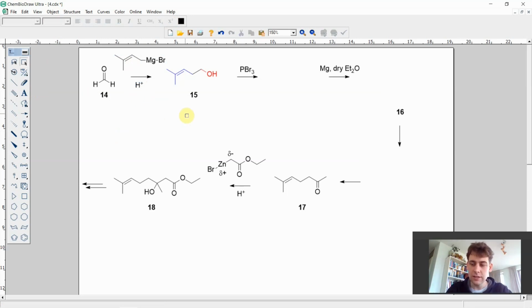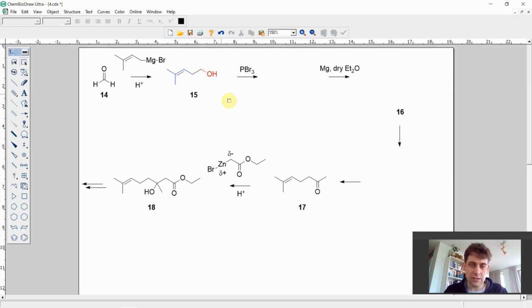The next question is, give the structure of organic component 16. Why is it important to use dry ethyl ether in this case? Structure 16 is the unknown structure on the right-hand side, in the top right corner of my sheet. We have two reactions. First we are using phosphorus tribromide, and after that we are using magnesium and the dry solvent to facilitate this reaction. Okay, what can we conclude?